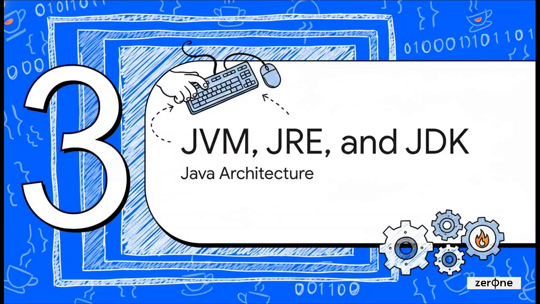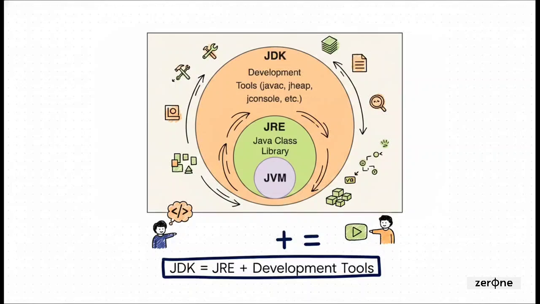Okay, Section 3, Understanding JVM, JRE, JDK. We're going to peel back the layers of Java's architecture right now, moving from the tools you type your code into all the way down to the internal engine actually running it. Think of Java's architecture as operating in concentric layers. At the very core, you have the JVM, the Java Virtual Machine.